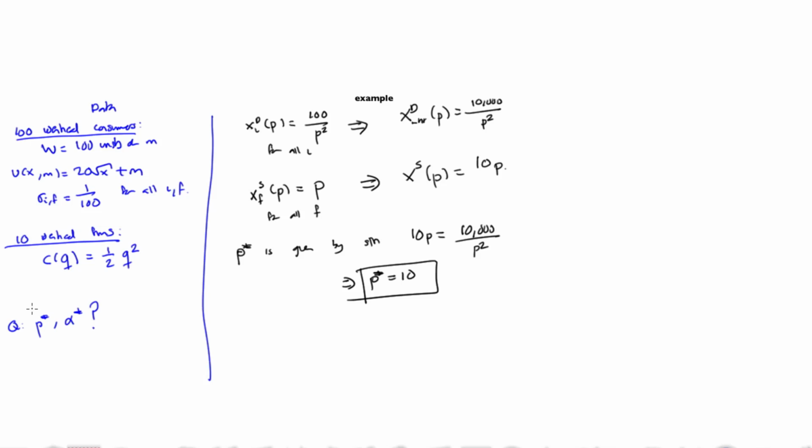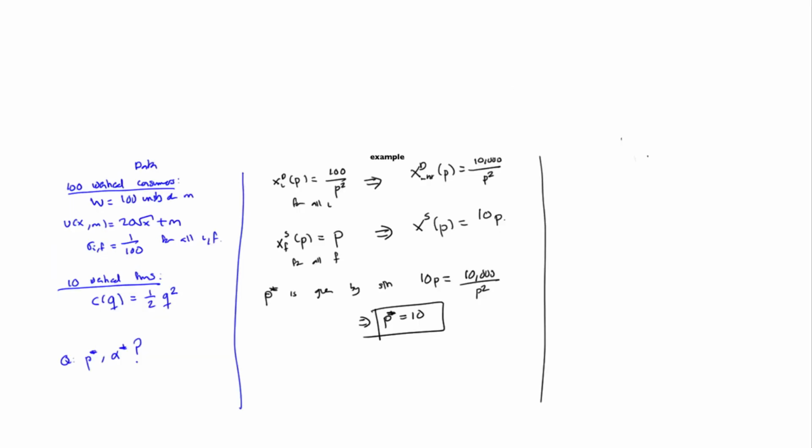How do we compute the equilibrium allocation? Let me finish that on this side. The first thing that we want to do is look at the production of the firms. If we go back and substitute the equilibrium price into the individual firms, we get that the quantity supplied by every firm is equal to 10 units of X.